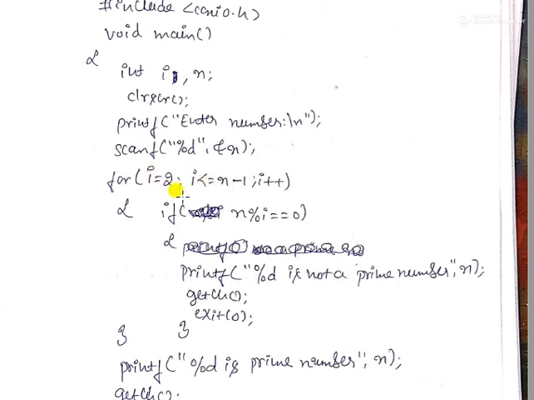So if this looping condition fails, then the loop will come out of this for loop.